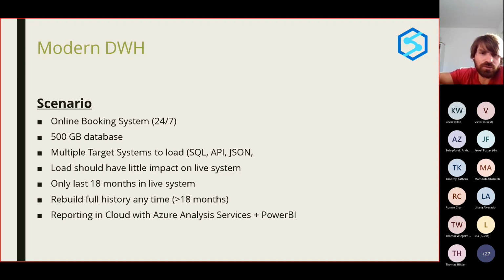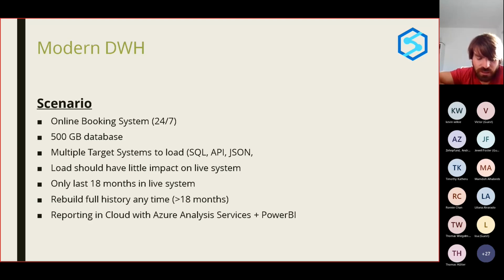Once we moved this whole solution to the cloud, we could just load all the data, and we didn't have any constraints anymore about historic data. We could load everything and have everything available and ready in one place. Besides the SQL booking system, we also had some other APIs and JSON data sources. And we needed a reporting system that's decoupled from the live system, because we obviously do not want to slow down the online booking system when we do any of our processing.